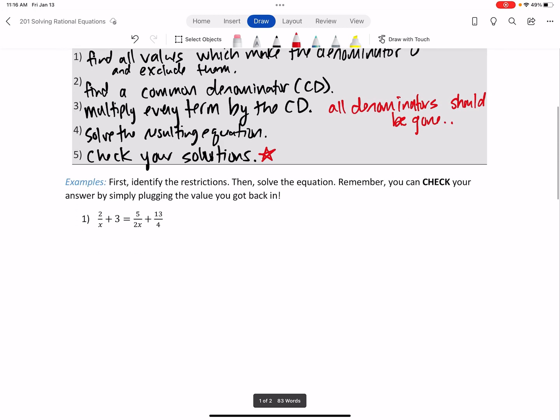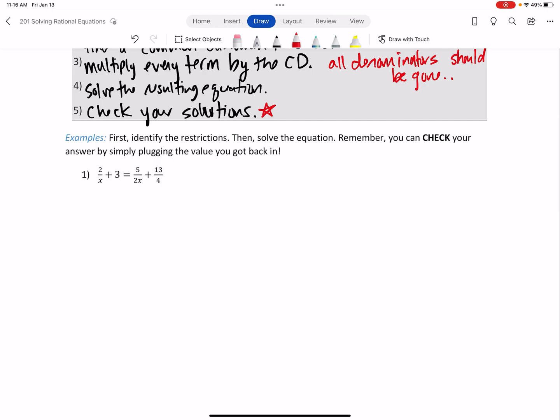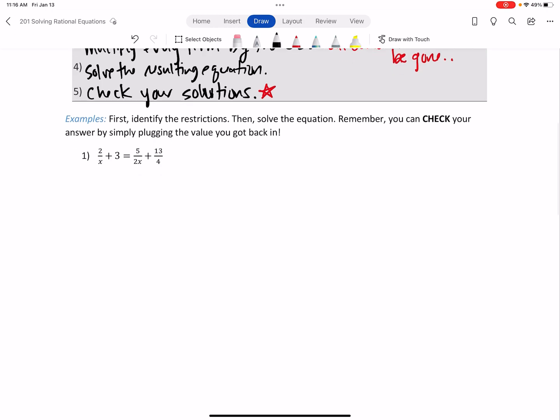So let's try it. First, we're going to identify the restrictions, that's step number 1, then solve the equation. Remember, we can check by just plugging back in. Okay, so here we see we have 3 denominators. We have an x, a 2x, and a 4x. Now, if I were to just multiply all those together, I would get 8x squared. But I don't need x squared because I only have x down there. So for my common denominator, I'm going to use 8x. I got the 8 because I did 2 times 4, and then I see the x's out there. I'm going to multiply every term, there are 4 terms in this equation, by 8x.